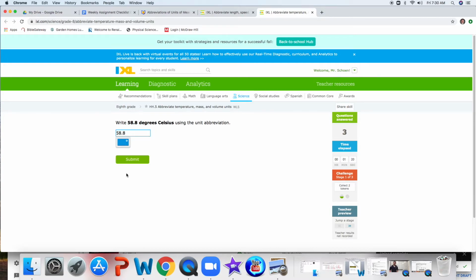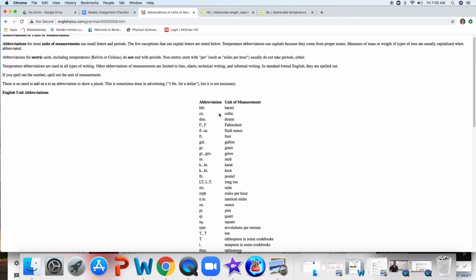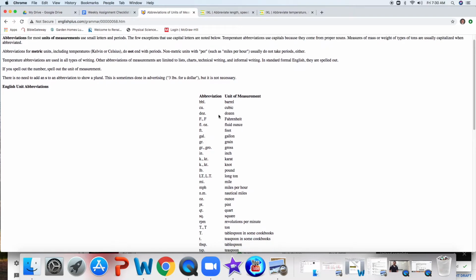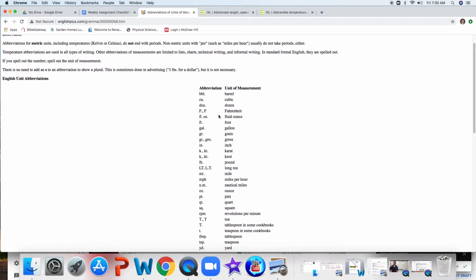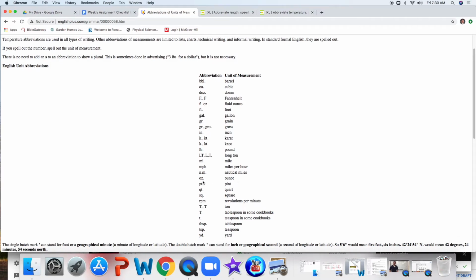58.8 degrees, capital C, Celsius. All right, sweet. Jump to the next level. Take a look at mass. We write the number. 90 milligrams is mg. 37 ounces. What is ounces? If I need to look it up, I look at my chart. Ounces right here is OZ.